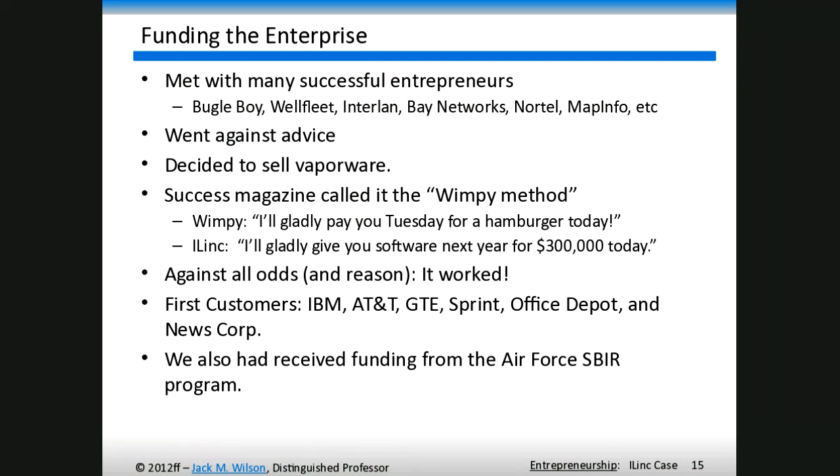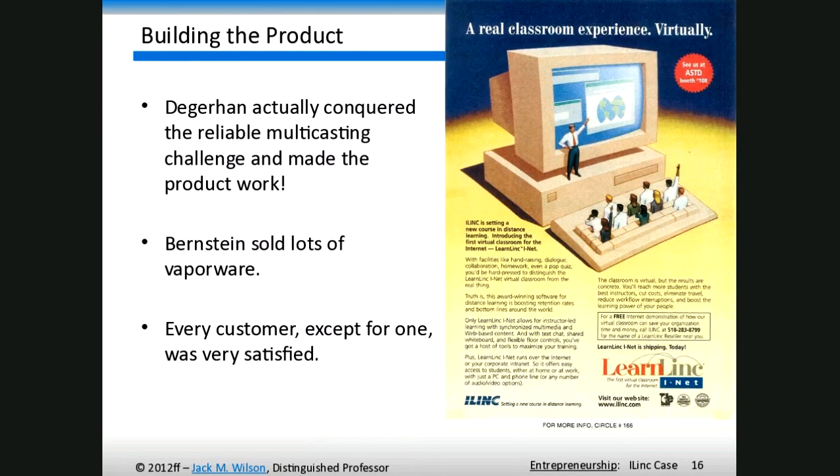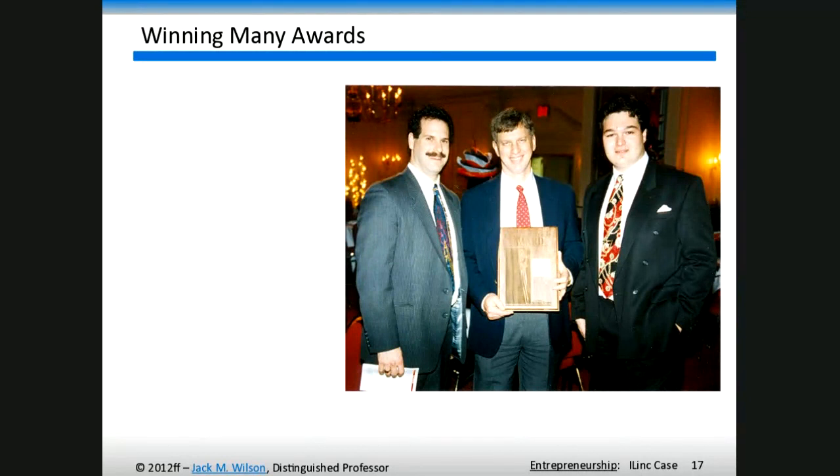That was our model. So they made fun of us, but they also patted us on the back because we actually made it work. And we had great first customers, and we got an Air Force SBIR. When we talk about financing, we'll talk about the various places you go for financing, and these were some of the places that we went for financing. Then, of course, we had to build the product. And after building the product, the good news is we won lots of awards for our work.